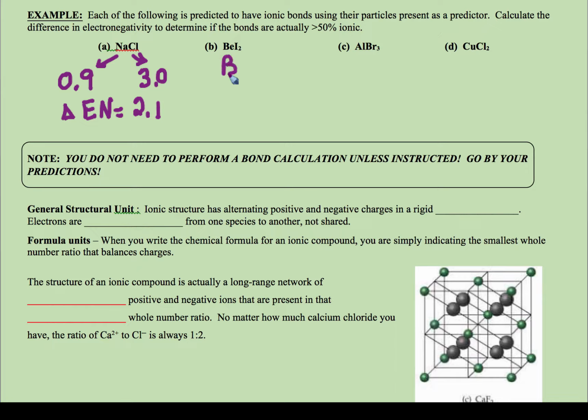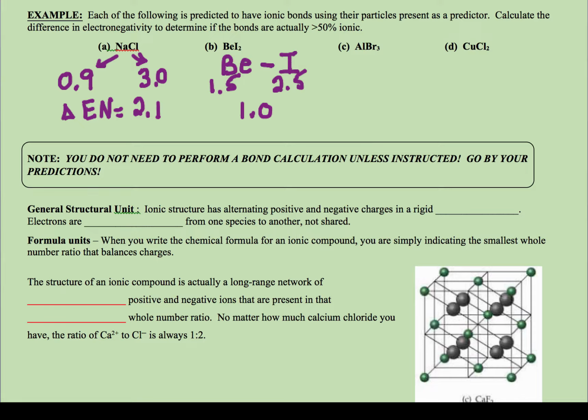Let's look at beryllium iodide, where we evaluate one bond, not the whole molecule, just a bond within the molecule. Beryllium is 1.5. It's a metal. Iodine's a non-metal, 2.5. We would think that this would be an ionic bond, and lo and behold, that difference in electronegativity is 1.0. Not so ionic after all.